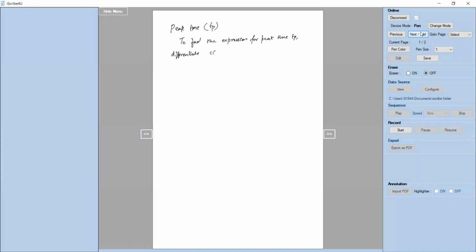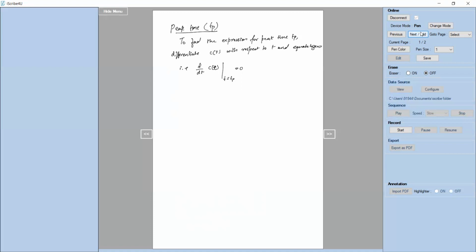Differentiate C of t with respect to t and equate it to 0. That is, we have d by dt of C of t at t equal to tp equals 0. So this is what we have. So we found that at peak time, the signal derivative will be 0. So we are using that condition to find an expression for tp.